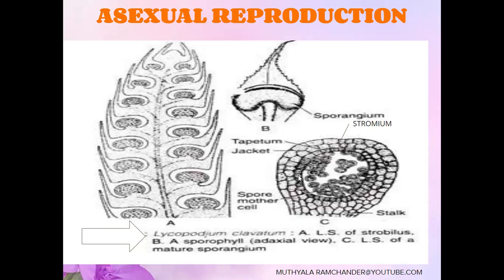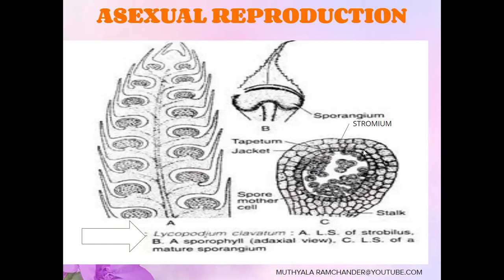Beneath the tapetum, many diploid spore mother cells are present. All the spore mother cells receive food materials and nutrients from the tapetum. All spore mother cells then participate in reduction division, or meiosis, to make haploid spores. From each spore mother cell, 4 haploid spores are developed.